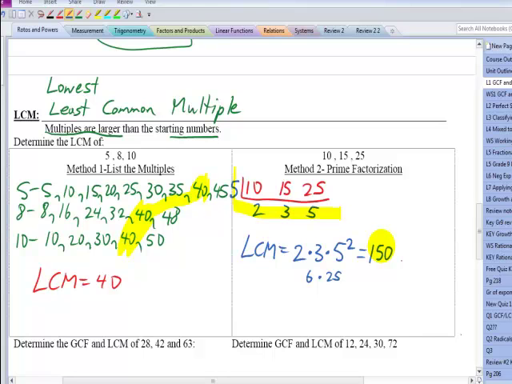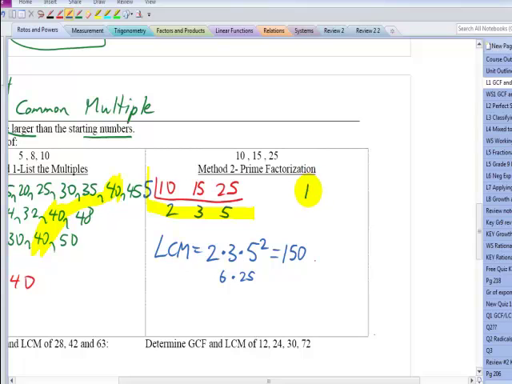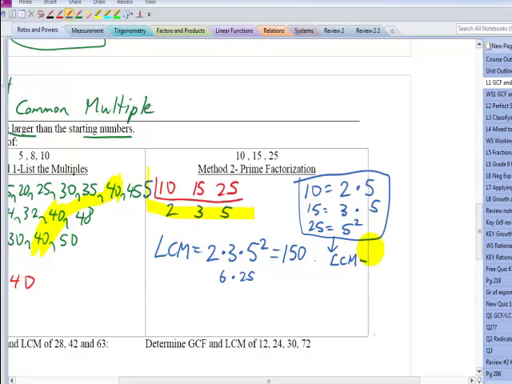Now let's look at the prime factorization. 10 equals 2 times 5. 15 equals 3 times 5. And 25 equals 5 squared. So out of this, what's being included to make the LCM? For the LCM, you use all the bases, right? We have to use a 2, we have to use a 3, we have to use a 5.